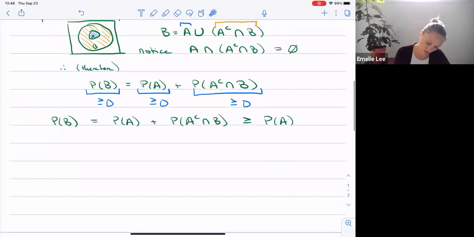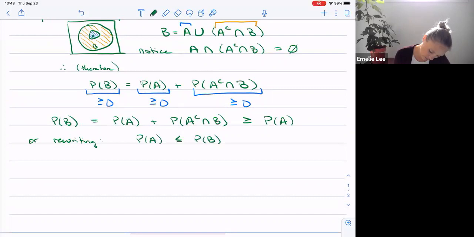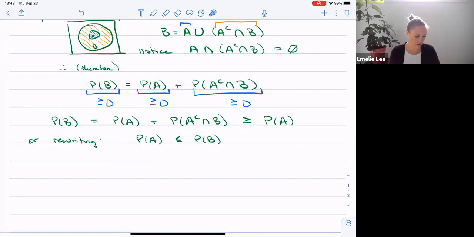Rewriting, we find that the probability of A is less than or equal to the probability of B, right? So we use this setup as the go-between, but because the probability of A plus something is larger than the probability of A, then this follows. Good. That's the end of that one.